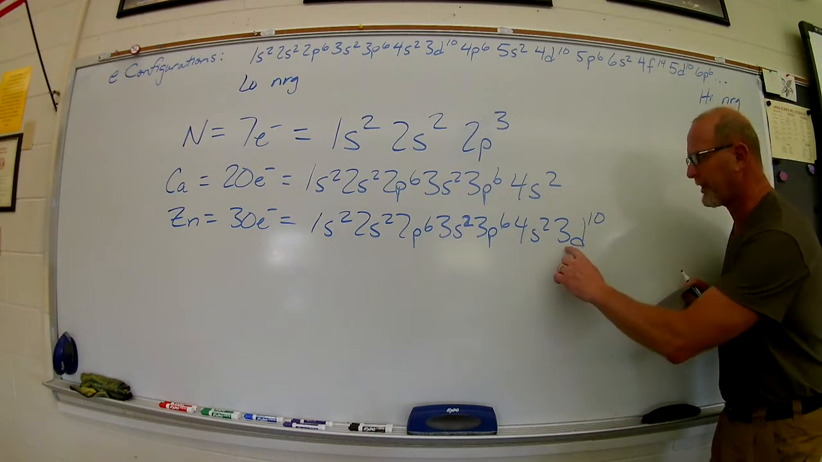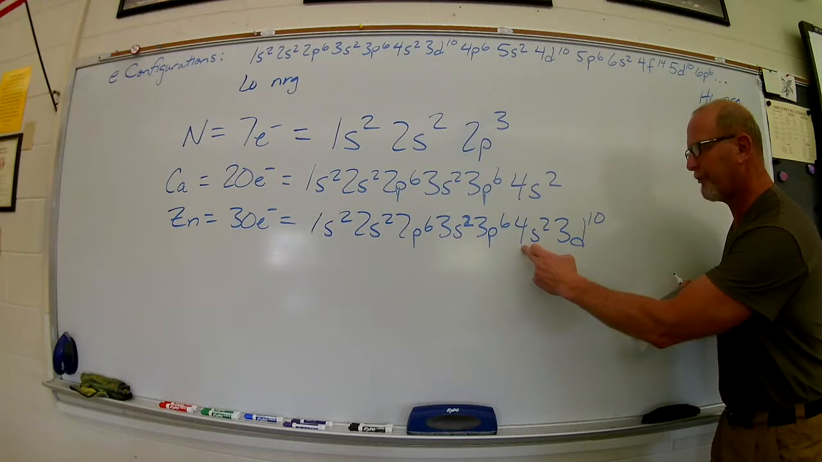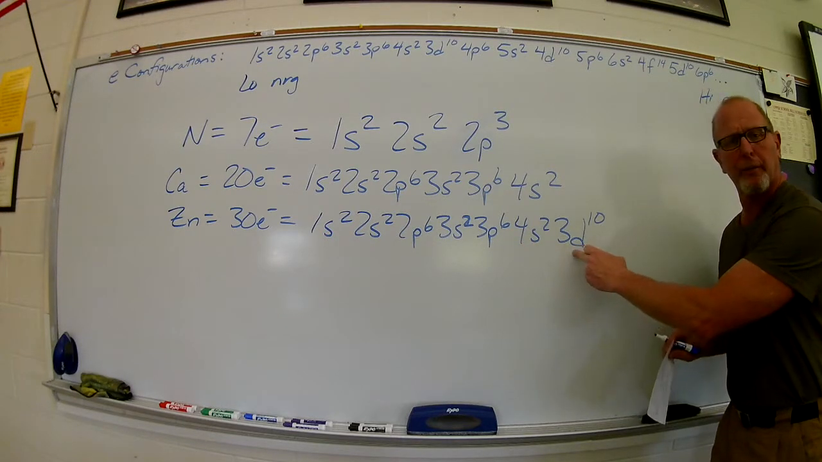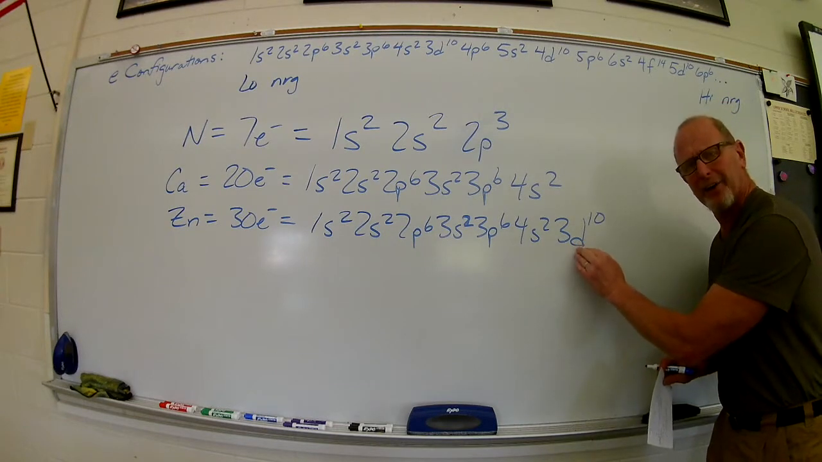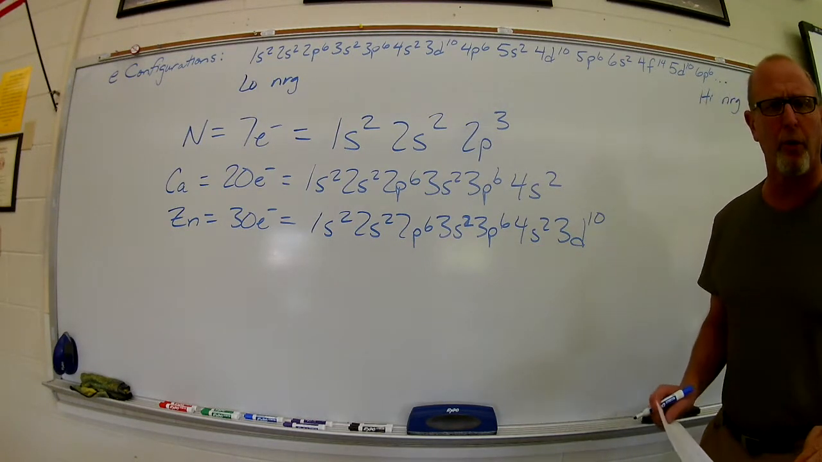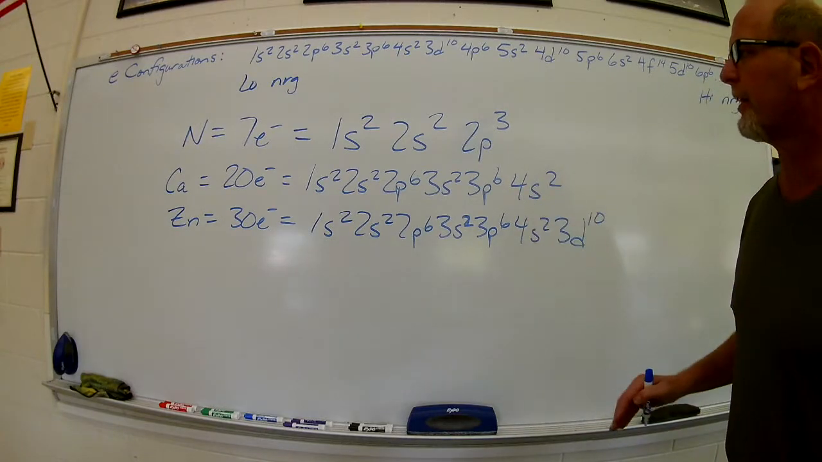This looks a little bit funny. I'm filling a 3d after I filled my 4s, but because of the complexity of the shape of a d orbital, that's going to have a higher energy than a 4s orbital. This is how you do electron configurations.